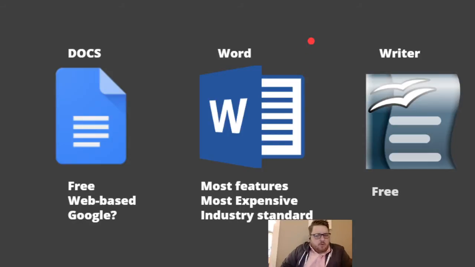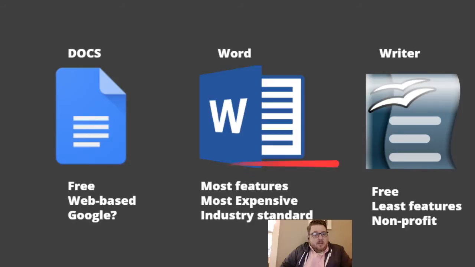The third program that I want to point out is probably the least well known, but it is OpenOffice Writer. It is also free. It probably has the least features of the three, but it is owned and produced by a nonprofit. And so for them, it is far more important that they give people the opportunity to use something like Writer than to make money. And I think that's very noble, and it means that it is worth us talking about because, again, free, and you don't have the privacy issues that you might be concerned about with Google.